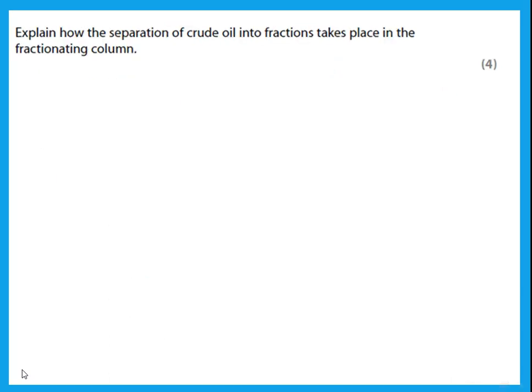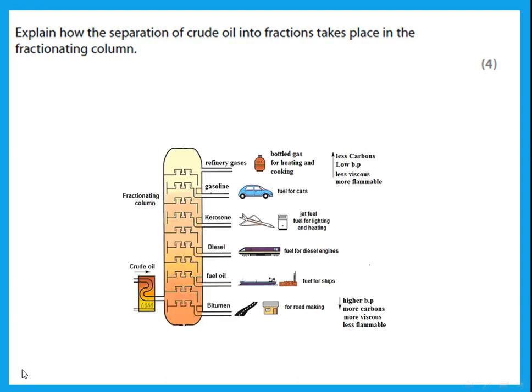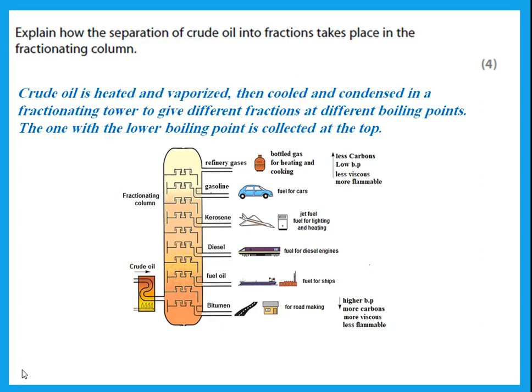Explain how the separation of crude oil into fractions takes place in the fractionating column. So he's asking you to explain what happens in the fractionating column. What happens in the fractionating column is basically you're supposed to explain that the crude oil first is heated, vaporized, goes up the fractionating column where it is cooled and condensed to give different fractions at different boiling points. And then you need to explain that the one with the lower boiling point is the one that is collected at the top.